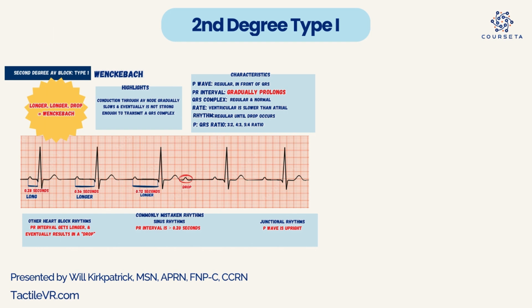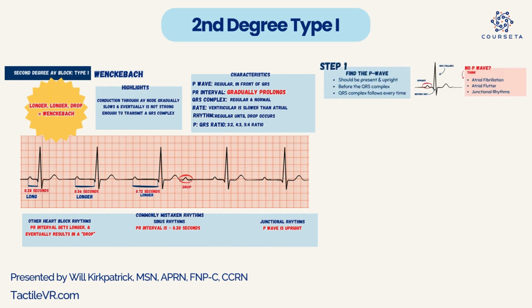As you guys can see here, that PR interval is getting longer and longer, and then eventually you're going to see a P wave without a QRS complex, which is called a drop. So that is how you know that it is a Wenckebach block, because it's a second degree AV block type 1.